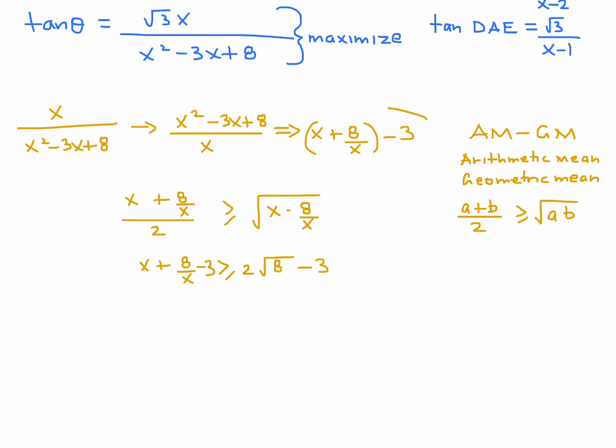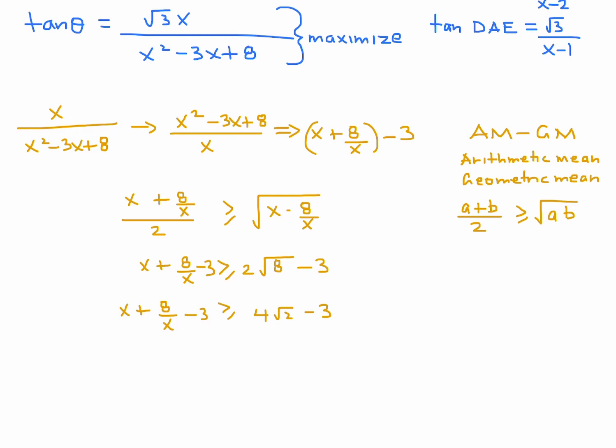Now, bring in the 3's. Subtract 3 from which side? Because I want it to look exactly like that, and I have made it look exactly like that. So now I've got x plus 8 over x minus 3 is greater than or equal to root 8, which is 2 root 2, so 2 times 2 root 2 will be 4 root 2, minus 3. Okay, so far so good.